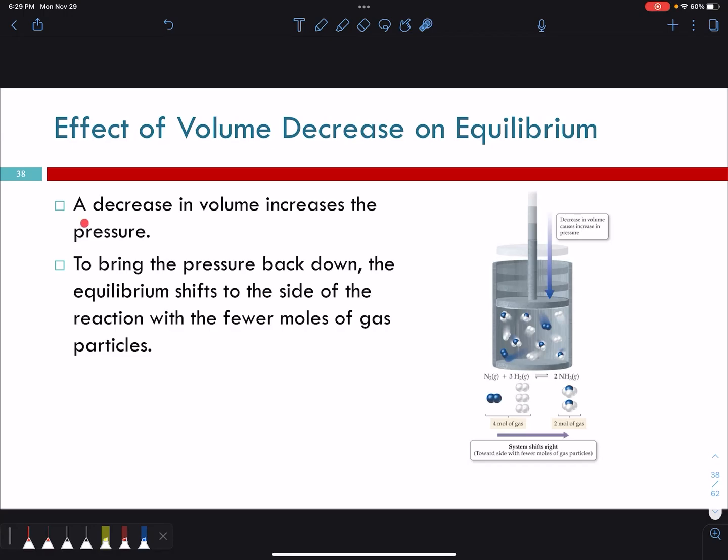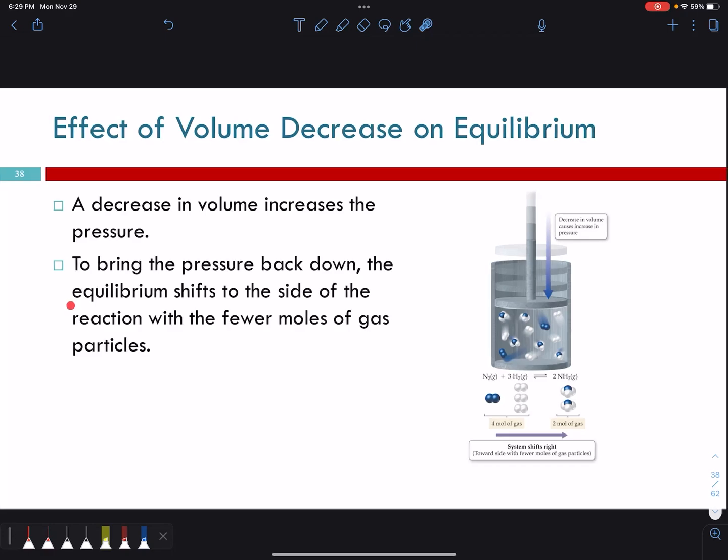So decreasing volume increases the pressure. This is why a bike pump works. You're taking a long cylinder with a plunger at the top, and you're pushing it down, and that pressurizes the air because you're moving a large volume of air into the smaller space of your tire. So to bring the pressure back down, the equilibrium shifts to the side of the reaction with fewer moles of gas particles.